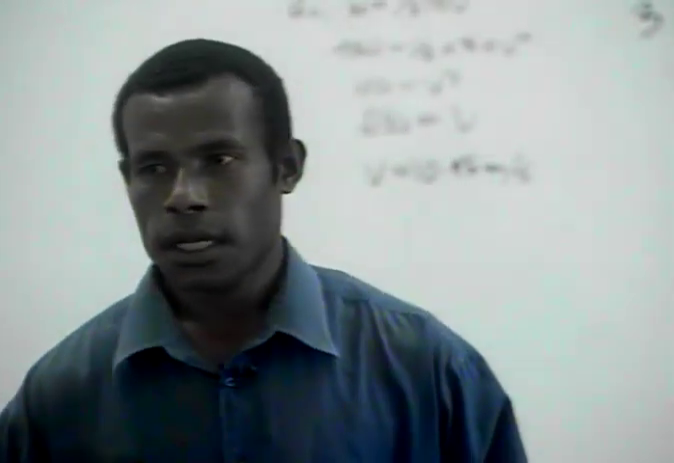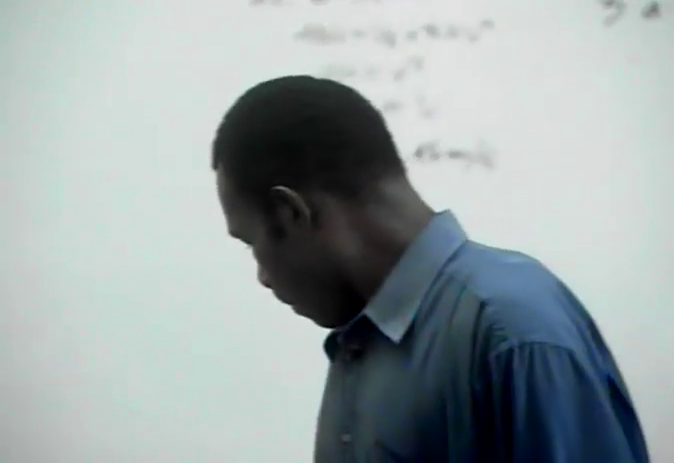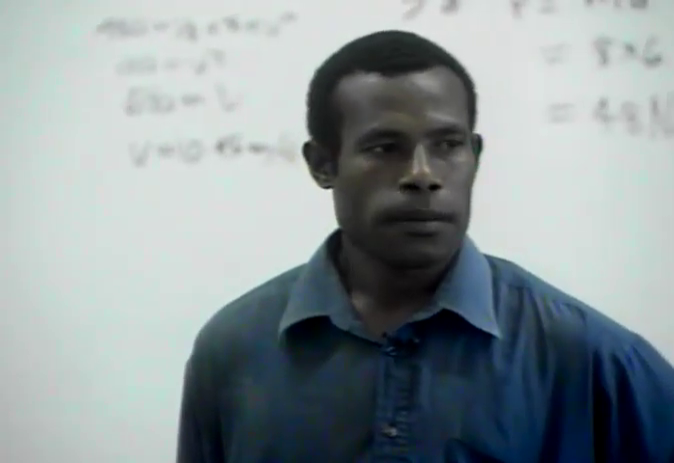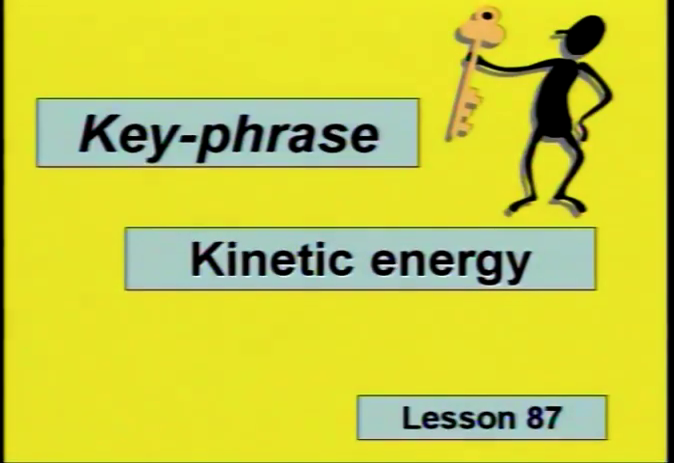Okay. In our next lesson, we will study the potential energy of an object. Okay, so these are the answers. You can also cross-check with what is there, and then give a mark out of 6. All right, our key phrase will be kinetic energy.